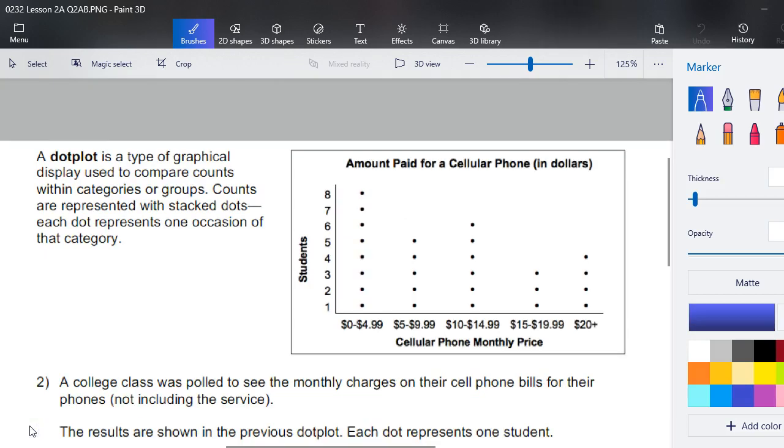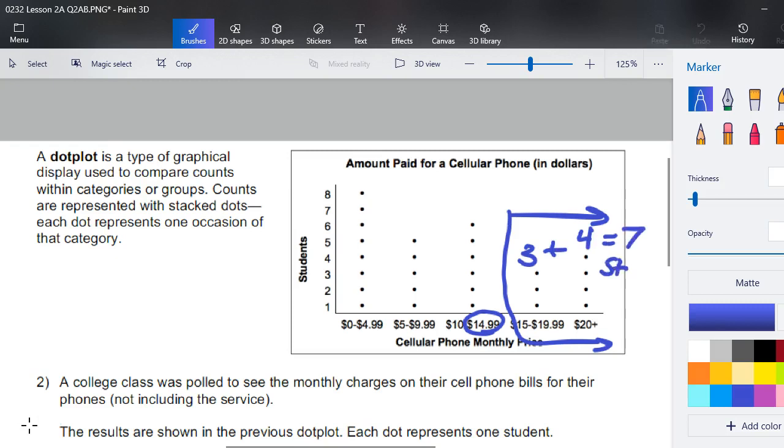Part C asks how many students paid more than $14.99 per month on their phones. More than. This is exactly 14 or up to $14.99. So more than will be the students on this side of our graph. We have 3, we have 4. So the answer to part C is we have 7 students who paid more than $14.99 per month on their phones.